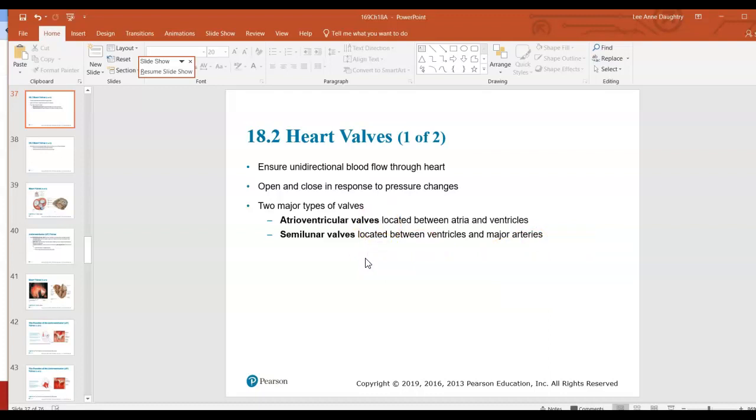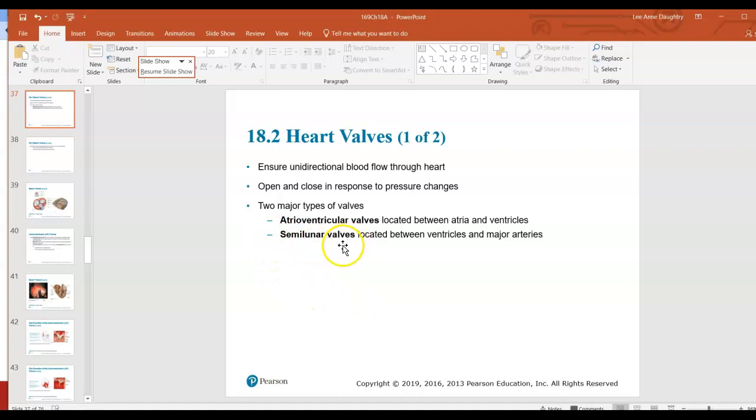But anyway, they actually close the loudest. They make the loudest sound. So when your heart beats, it makes a lub and then a dup. Lub dup, lub dup, lub dup. And that lub is louder. So that is when the AV valves close. That is when they close because the blood has left the atria and entered the ventricles.